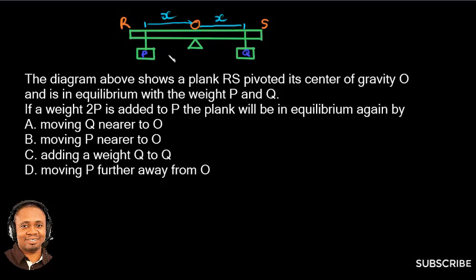So if that is the case, it seems that the weights are the same. The weight of P is equal to the weight of Q. Okay, so then the second instance is that a weight 2P is added to P. That means more weight is added to P. So in that case, we know that we're going to have a clockwise moment.